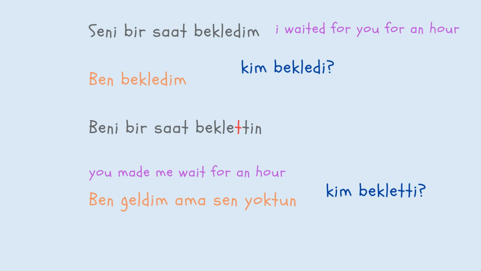Seni 1 saat bekledim. I waited for you for 1 hour. Kim bekledi? Who waited? Ben bekledim. I waited. The second sentence is beni 1 saat beklettin. You made me wait for an hour. So, I came and someone else made me wait.